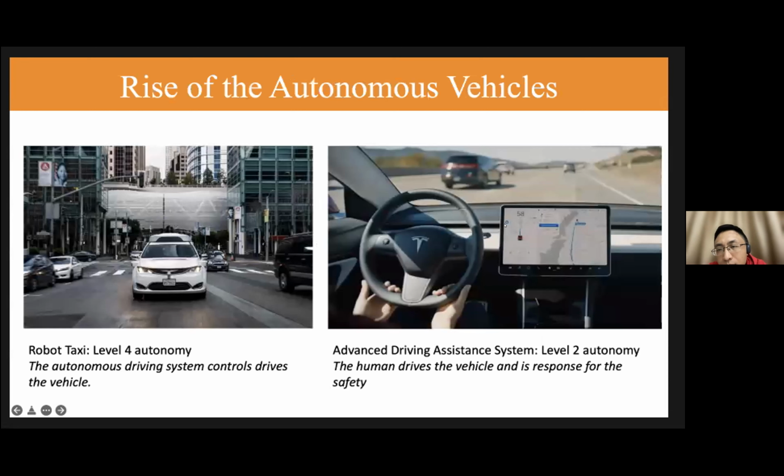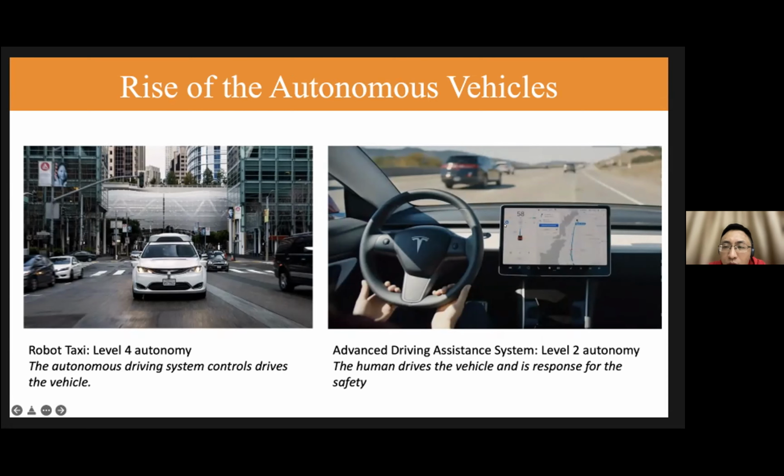So here is a little background. According to the Society of Automotive Engineers, autonomous driving is classified into six levels from level 0 to level 5. Level 0 has no autonomous driving ability, and level 5 is with full autonomous driving ability. And other levels are somewhere in between.